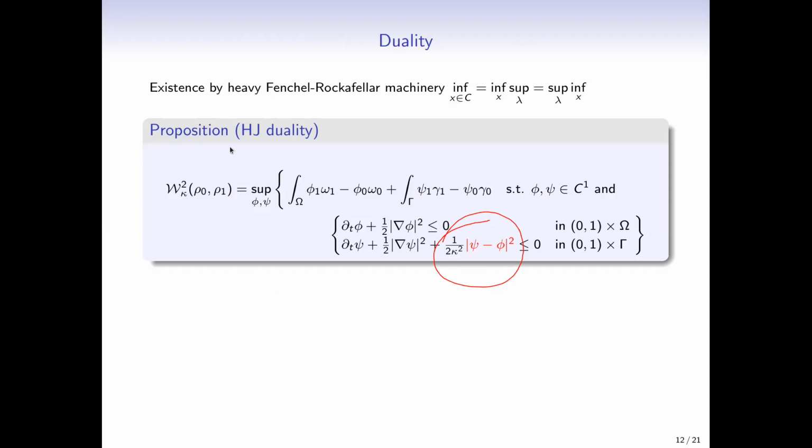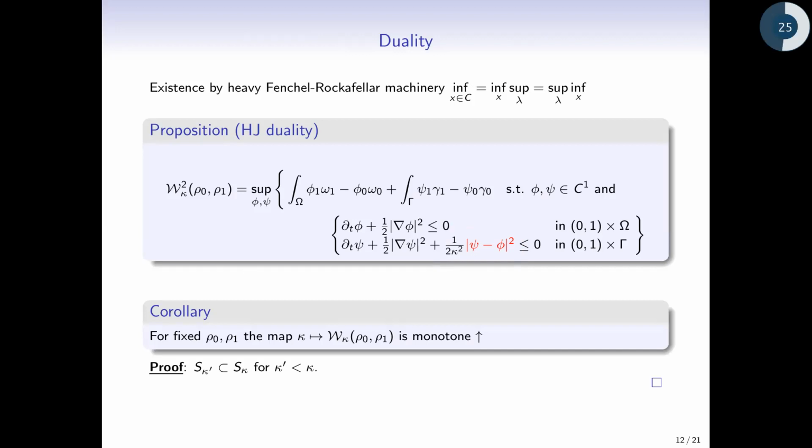And let me give you one example of why it's so powerful to look into duality. So this is the dual problem. Once you have this duality result, it's very easy to prove the following thing, that if you fix two measures, rho 0 and rho 1, the distance as a function of kappa, so kappa is my toll parameter, right? The larger kappa is, the more expensive it is to get on the road. Then this is a monotone increasing map as a function of kappa. And the proof is actually not so trivial if you look at the primal problem. Now, if you look at the dual problem, it's actually a one-line proof.